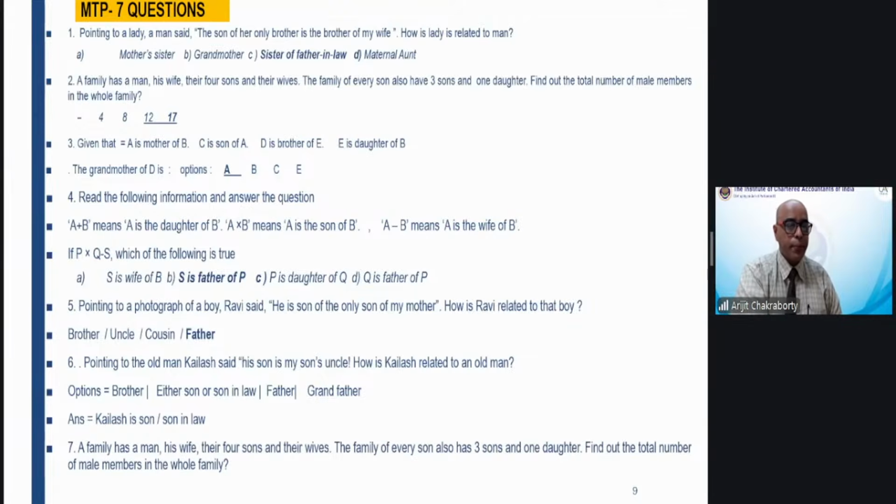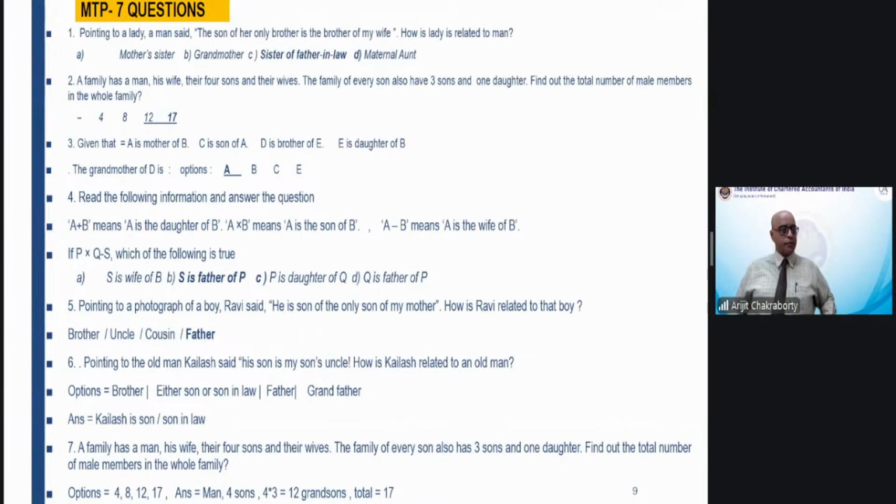Next we see number 7, a family has a man. Oh, this one we have done. I think that answer came up in question number 2. Yeah, we have just done this, 12 grandsons plus 4 and 1, 17, yes. So this has come in multiple MTPs, 17.